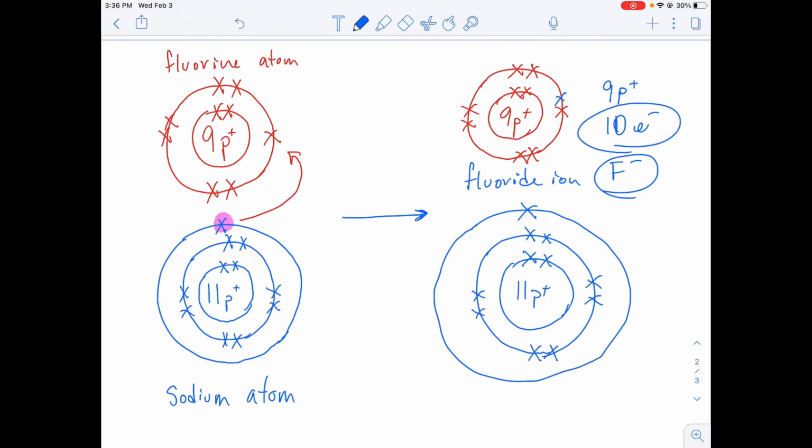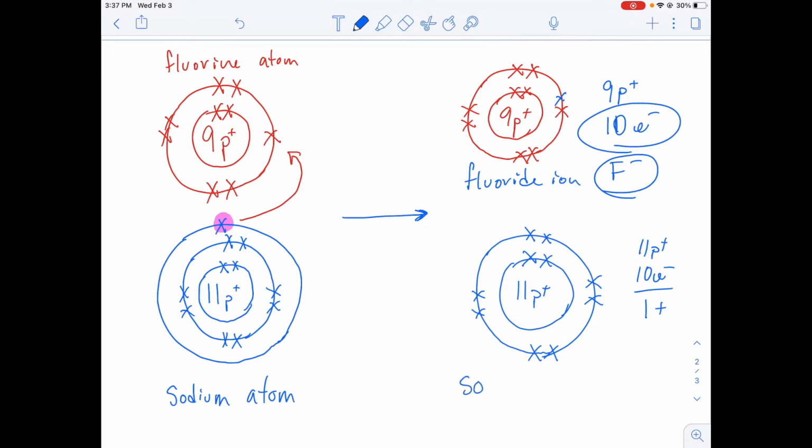Whereas sodium, when it gives away that electron, it then has a full octet as well. And now this has 11 protons, but it only has 10 electrons, so it has a 1 positive charge. So the sodium ion is an Na positive charge.